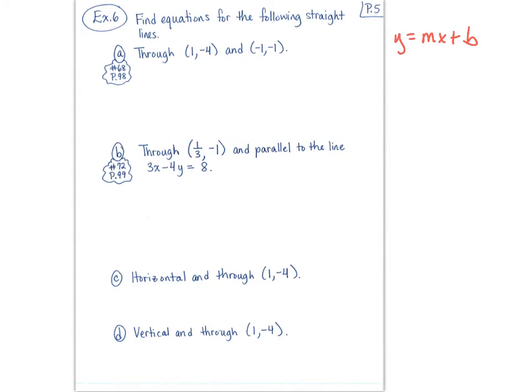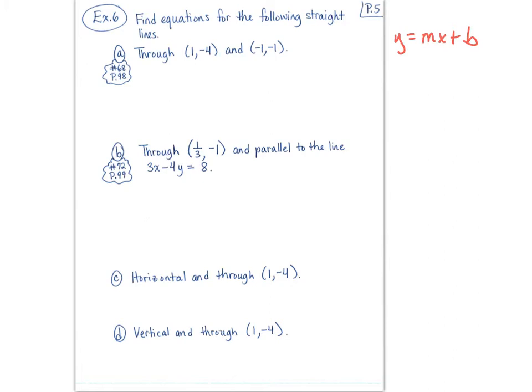Would you like a couple minutes to try it? How would you approach part A? What's the approach? I gave you 2 points, so you have to find the slope, and after you find the slope, you should find your y-intercept and then put it in the form. There you go. Good. Go for it.